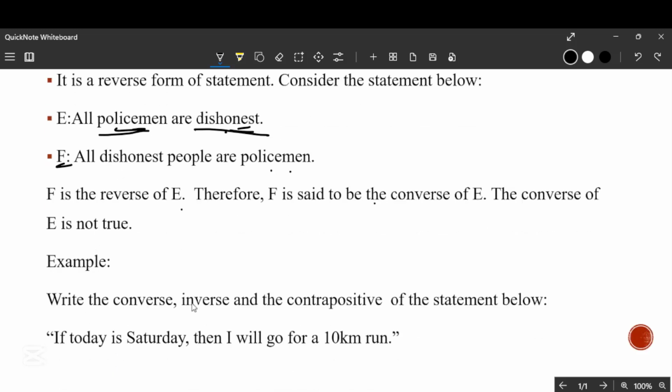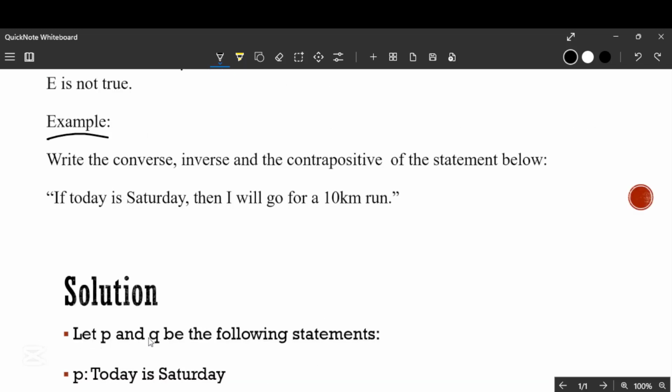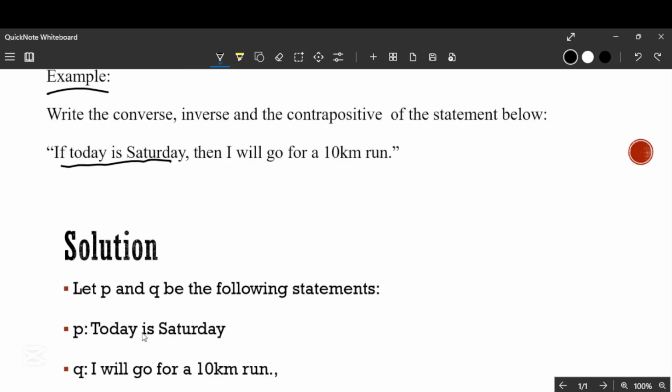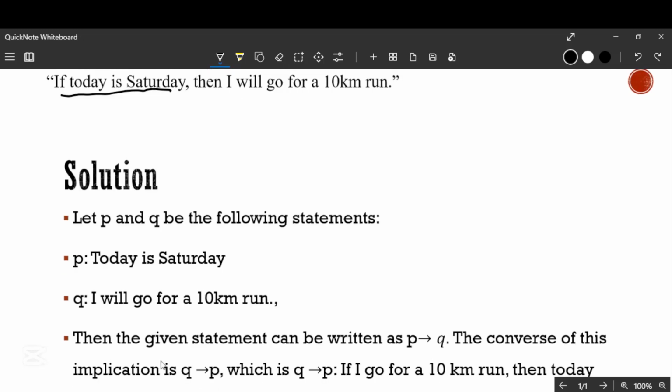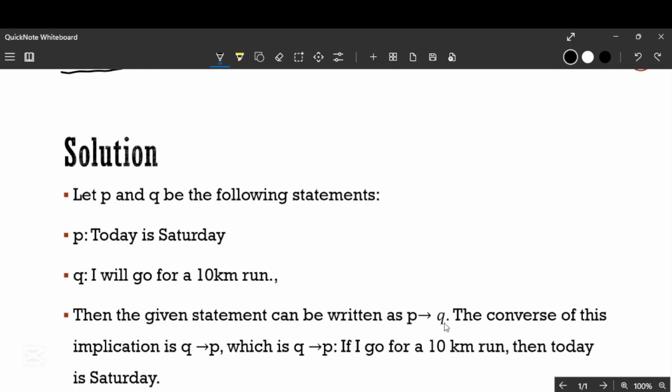So we write the converse, inverse, and contrapositive. We are given an example to write the converse and inverse of the statement below. If today is Saturday, then I'll go for a 10-kilometer run. Let P and Q be the following statements: P is the first statement, today is Saturday, and Q is the second statement, I'll go for a 10-kilometer run. Then the given statement can be written as P implies Q.